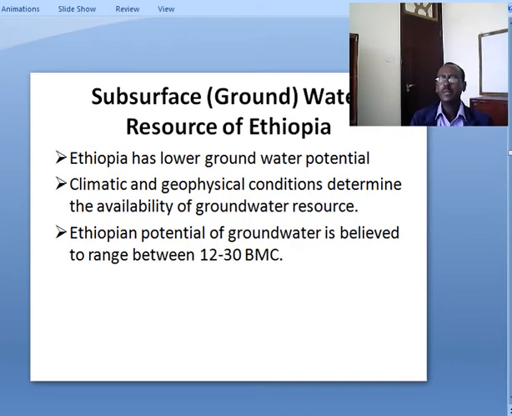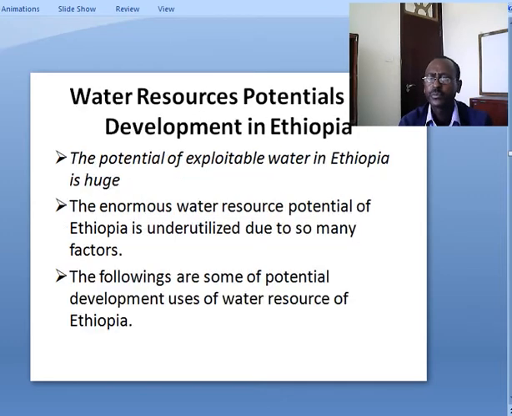When it comes to the subsurface or groundwater resource of Ethiopia, Ethiopia has low groundwater potential. Of course, the climatic and geophysical conditions determine the availability of groundwater resources. Ethiopia's potential of groundwater is believed to range between 12 to 30 billion cubic meters. So the potential of exploitable waters in Ethiopia is huge.